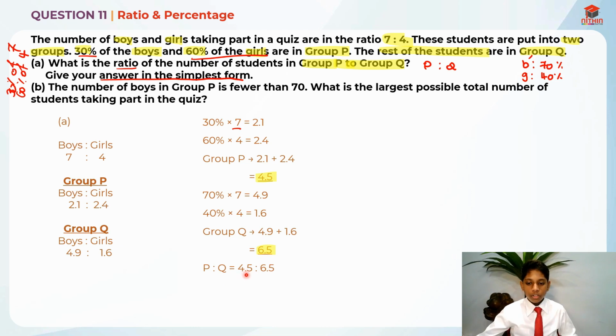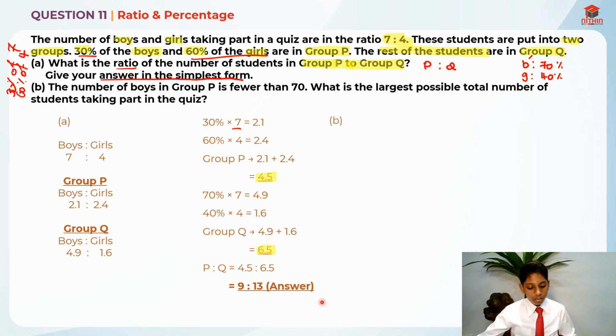So what I'm going to do is to multiply by 2 both sides. So 4.5 times 2 and 6.5 times 2, which will give us 9 is to 13. So this will be our answer for part A. So I do hope you understood my explanation for part A, and now let's move on to part B.